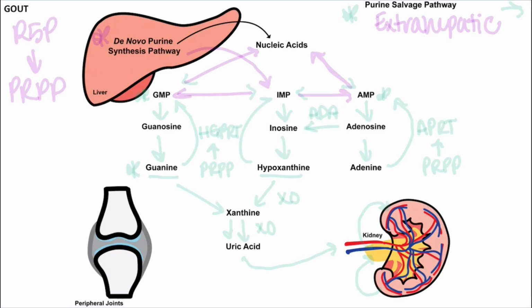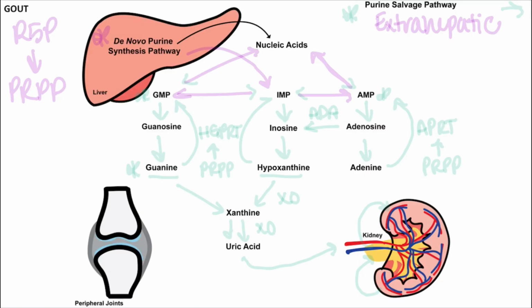For today's video, we will be discussing the pathophysiology and therapeutics indicated for gout. However, before we can begin talking about gout, we need to first briefly touch on the purine synthesis pathways because gout is really an imbalance of purine metabolism. There are two purine metabolic pathways.